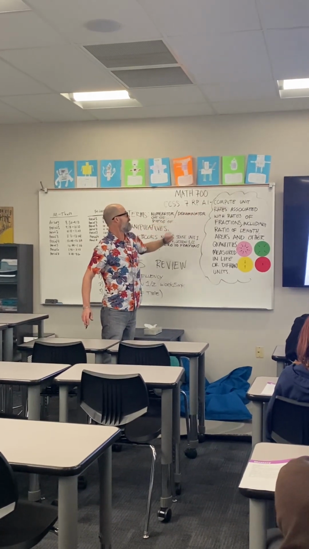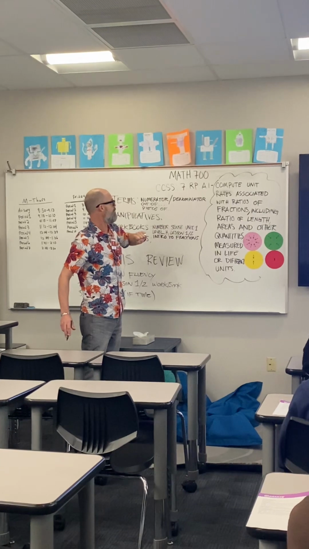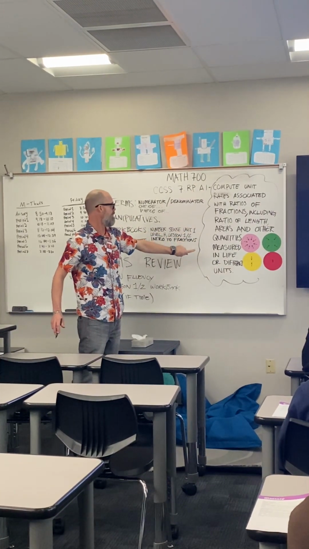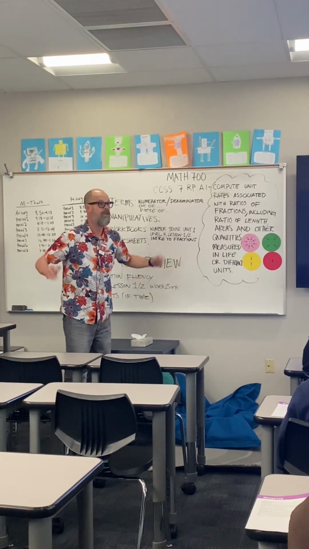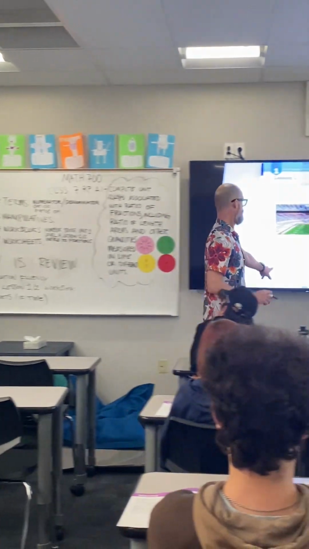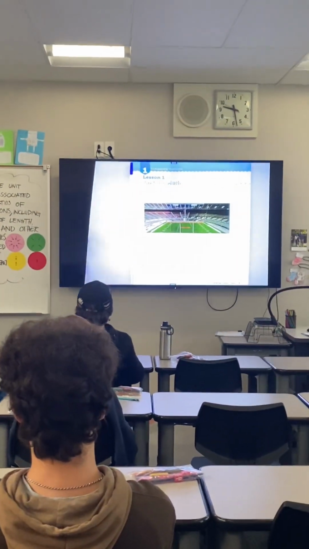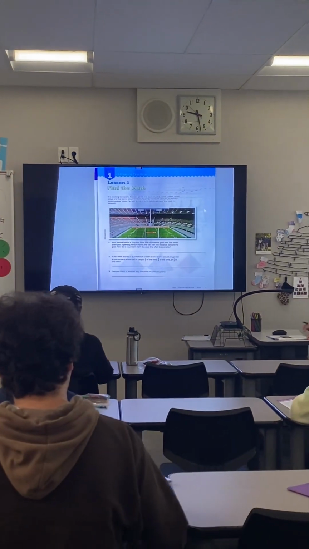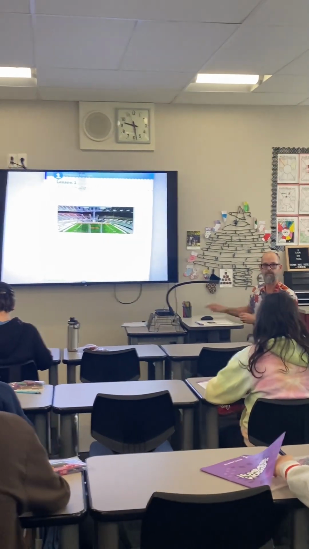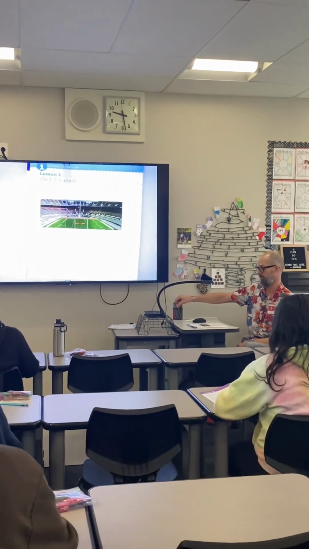7.RP.A.1. Compute unit rates associated with ratios of fractions, including ratios of lengths, areas, and other quantities measured in like or different units. We've already been doing this, okay? Let's get to page number 5 in our workbook. We are looking at finding the math in real life problems.